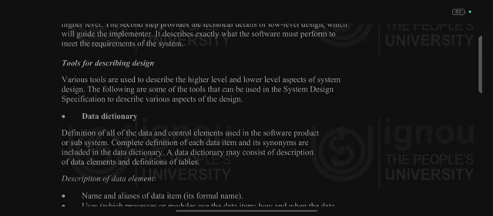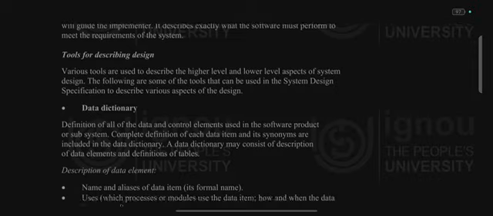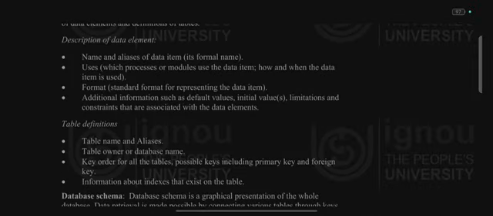A data dictionary may consist of descriptions of data elements and definitions of tables. Description of data element: name and aliases of data item, its formal name. Uses: which processes or modules use the data item, and how and when the data item is used. Format: standard format for representing the data item. Additional information such as default values, initial values, limitations, and constraints that are associated with the data elements.